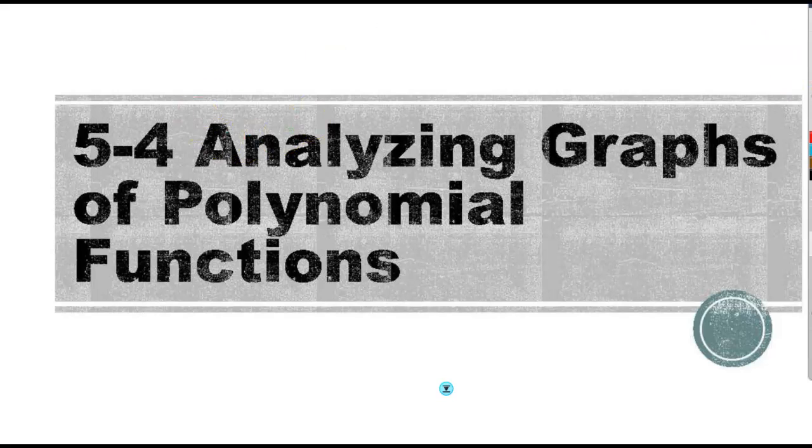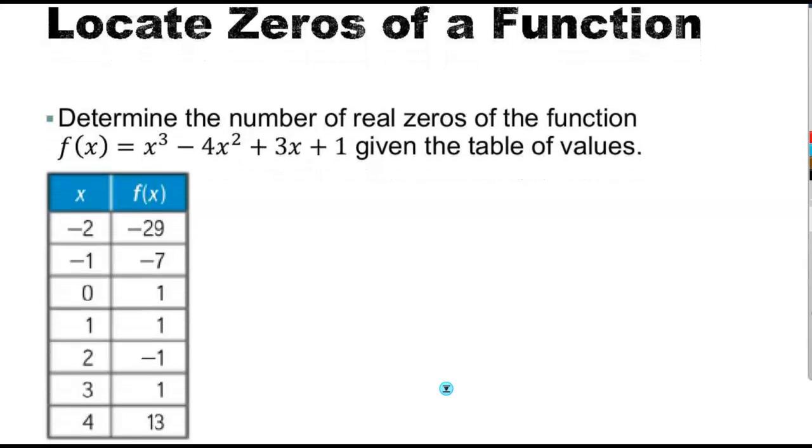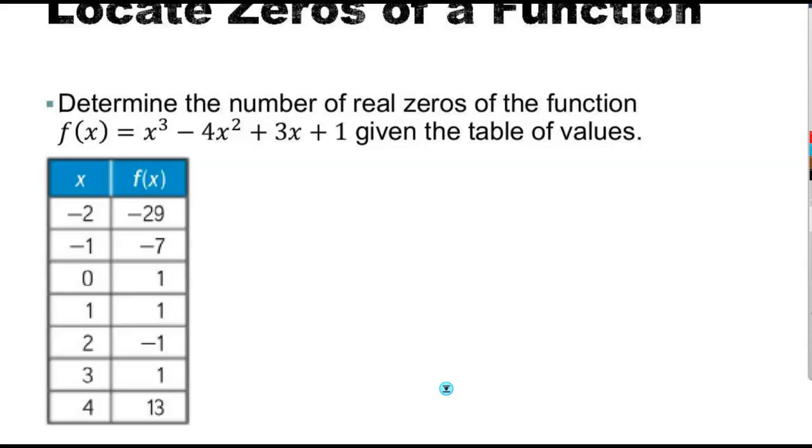All right, guys, so here's going to be some notes over 5-4 analyzing graphs of polynomial functions. So first of all, whenever you're working these in this table, what I'm looking for is zeros. So zeros are also known as x-intercepts. So I'm looking for where I would find zeros in the y on the table.